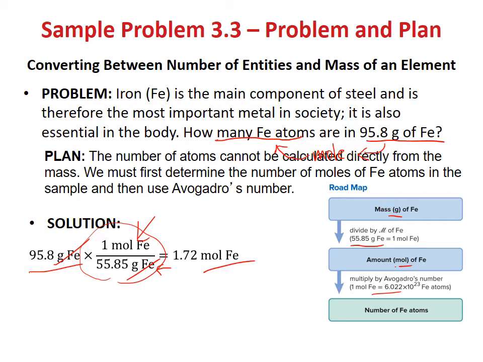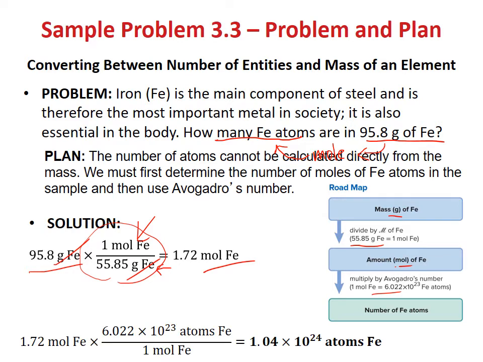Now using these moles, we convert to the number of atoms. We use Avogadro's number. So we use 1 mole equals 6.022 times 10 to the 23rd atoms. So moles of iron cancel each other, and give you the number of atoms of iron.